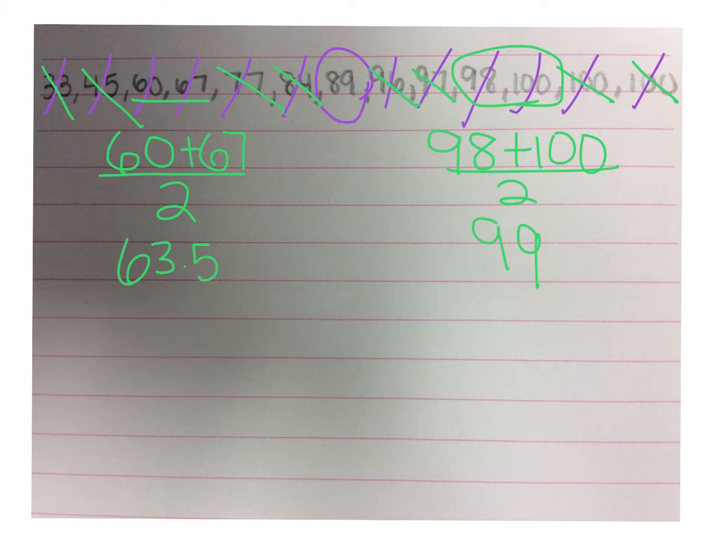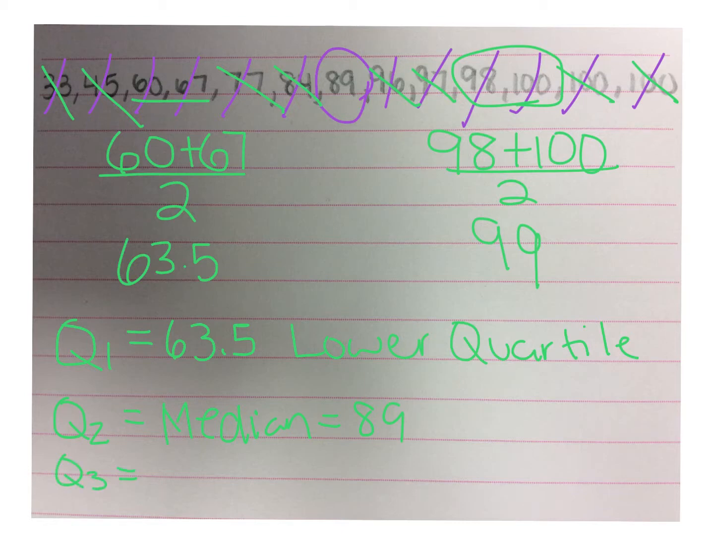63.5. So if we go back to the question, it said find the median, find the first and third quartiles. So sometimes quartile 1 is labeled like this with a Q with a sub 1, and it's written as 63.5. That's your lower quartile. And then sometimes the median is called quartile 2. That's the median, and here it's 89. And then quartile 3, in this case, was 99, and that's called the upper quartile.